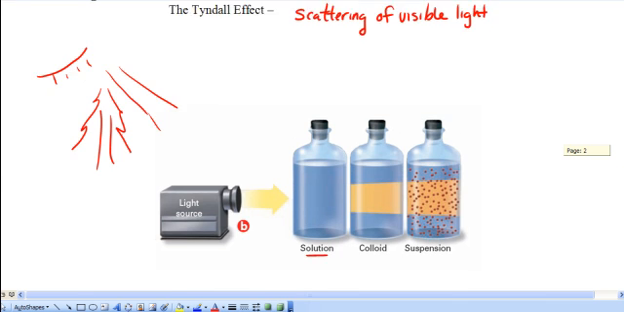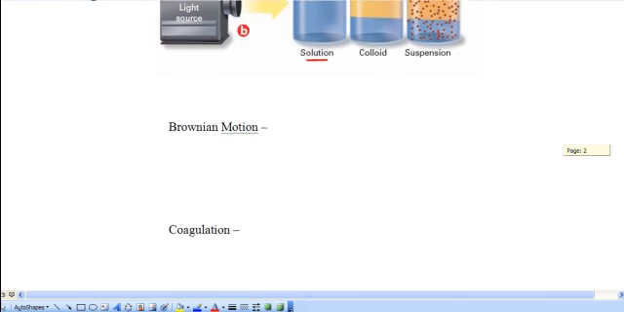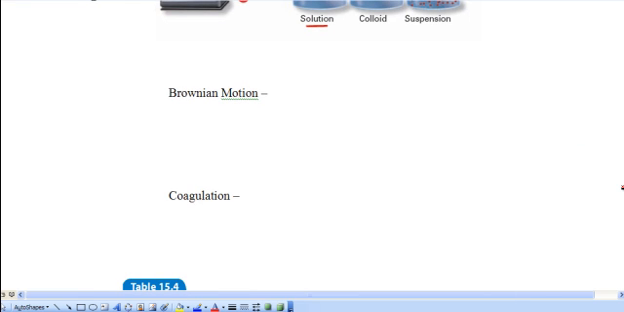Now, with a Tyndall effect, they actually observe particles moving around in a colloid, and they coined that term. This was actually by a guy by the name of Robert Brown. It's called Brownian motion. They actually determined that particles do in fact move around erratically in solution or in a colloid, and so the Brownian motion is the erratic motion of particles.